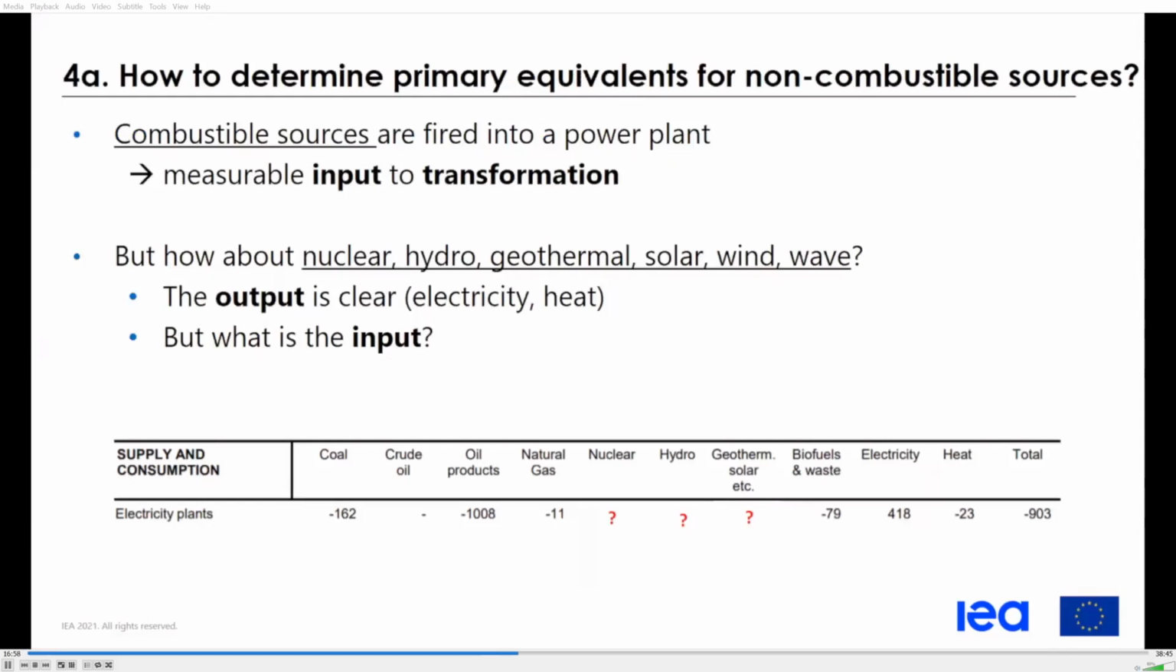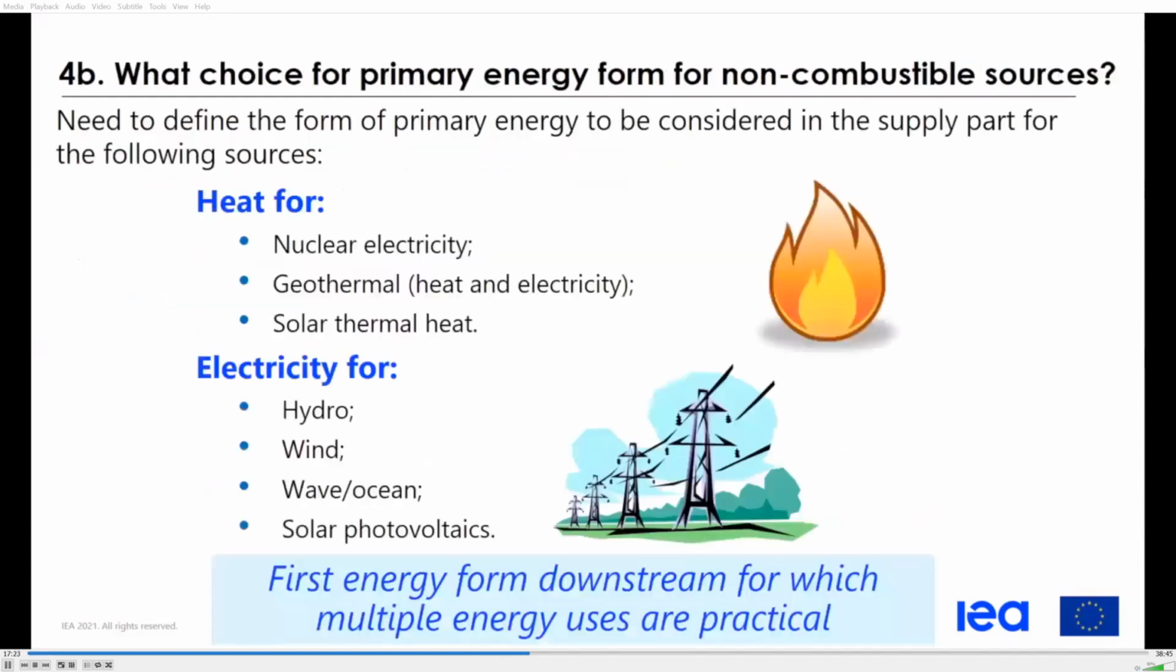The information collected is generally the amount of heat and electricity produced, represented in the balance as an output of the transformation. Conventions are needed to compute the most appropriate corresponding primary energy input to the transformation, both in forms and in amount. For each of the following sources, that is nuclear, geothermal, solar, hydro, wind, tidal, wave, ocean, and solar PV, there is a need to define the form of primary energy to be considered.